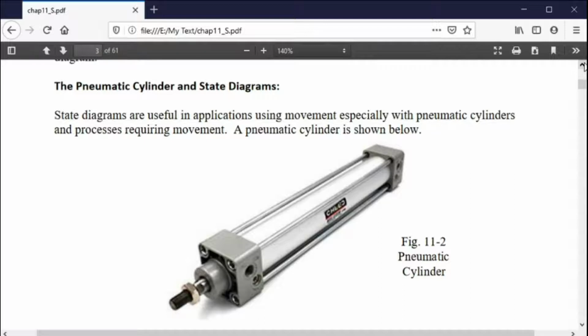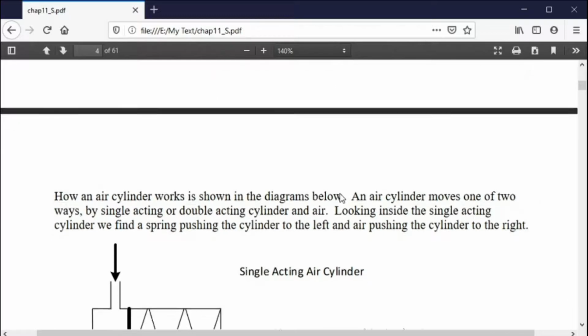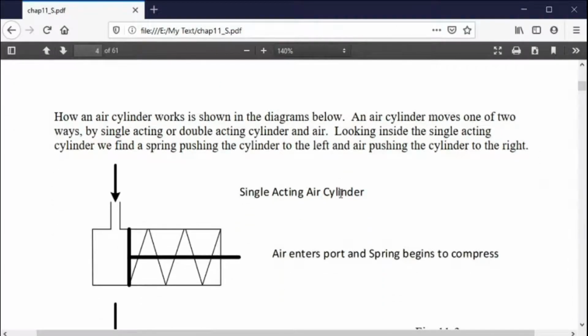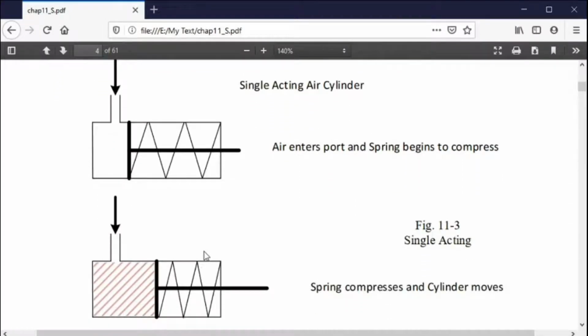So what does this thing do and how does it work? Well, it works a number of different ways, but basically there's two types. One is single acting, where there is a spring working against the air. So if you push air in, it pushes the cylinder out. And if the air doesn't come in, then the spring pushes the cylinder back. So basically this cylinder moves in and out based on whether or not air is pushing in. So there it is. That's single acting.